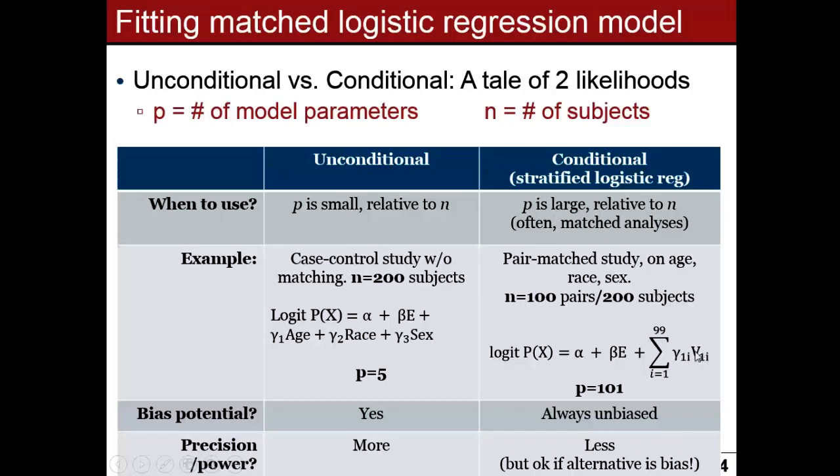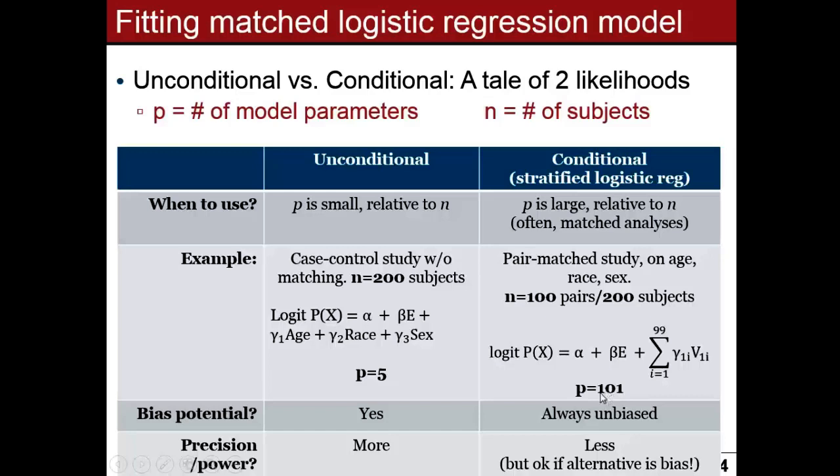The model down here, corresponding to the matched design, would look something like this: alpha plus beta times exposure plus 99 dummy variables to tell us which of the 100 pairs you're in. That's a lot of variables. We have 100 pairs, so we use 99 dummy variables to represent that. That's 101 terms in your model for your poor 200 subjects. That should make you upset. Do you know how long it's going to take you to type that on the model line in SAS? It's going to go all the way to the right for a while, and you're not going to be happy that you have to do that.